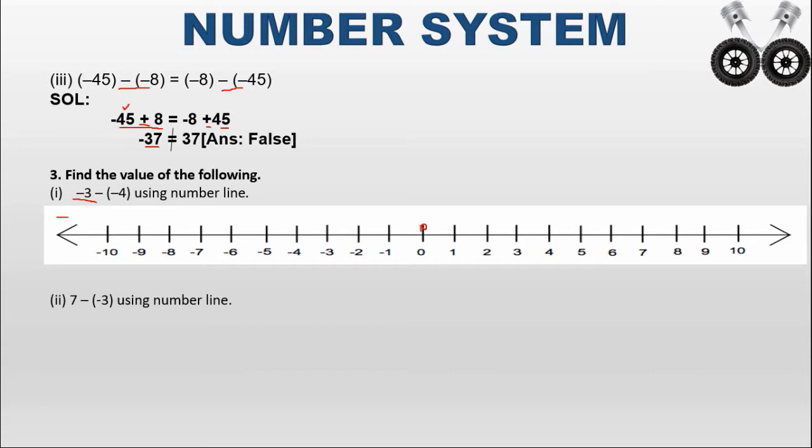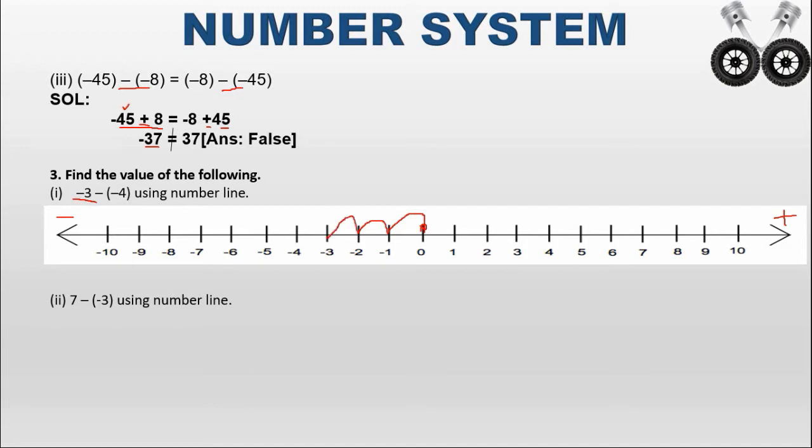So which is the negative direction? This is the negative direction and this one is the positive direction. So how many steps do we have to move? We have to move 3 steps. So we will reach here: minus 1, minus 2 and minus 3. So in 3 steps we reached minus 3.